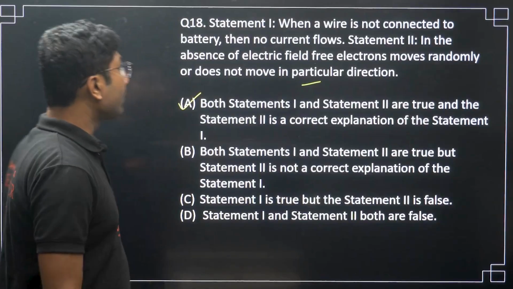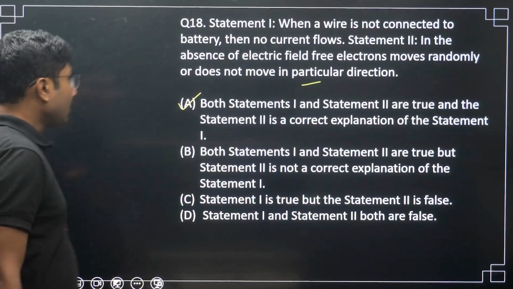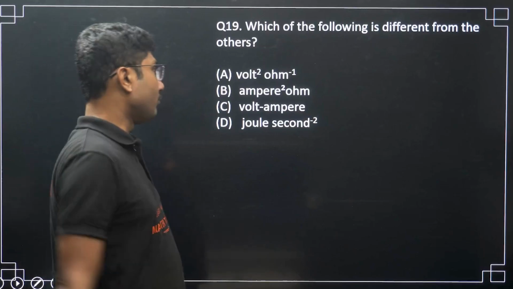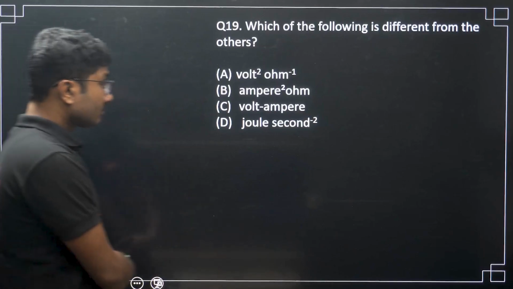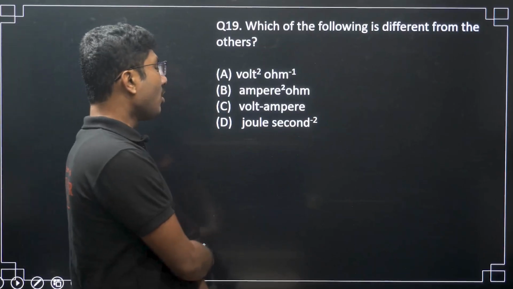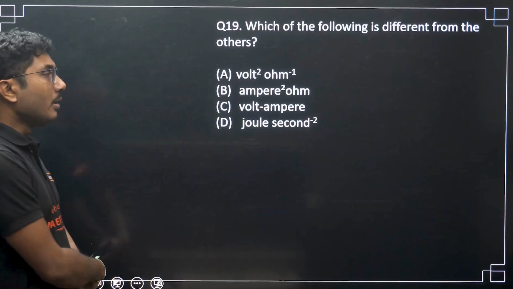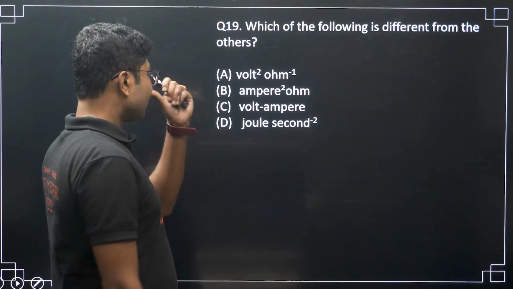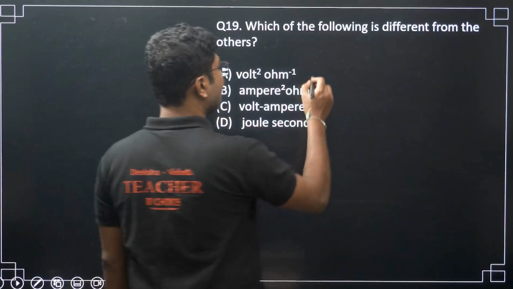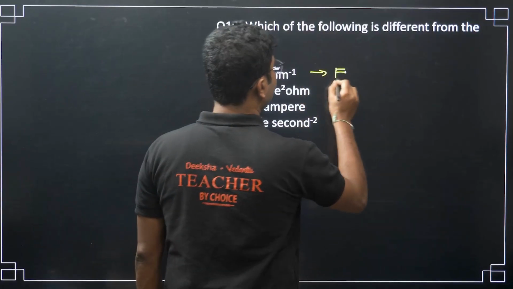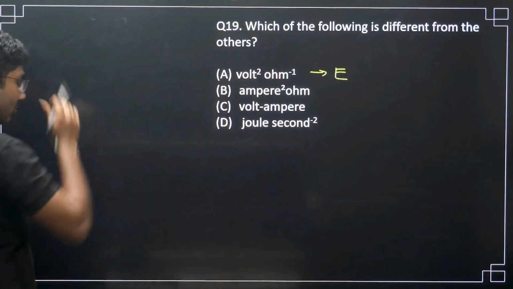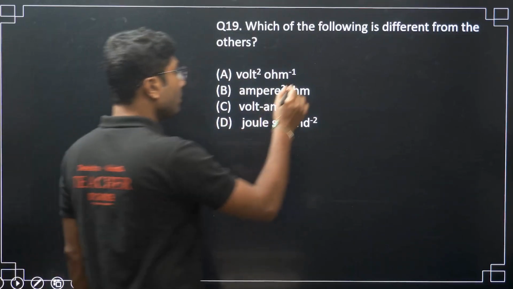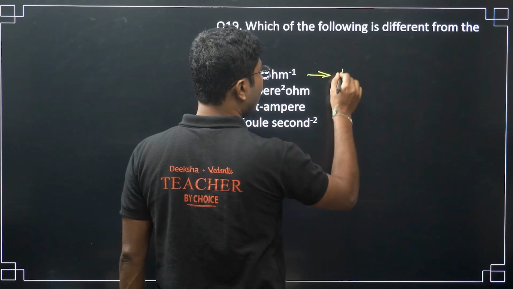Now let's move on to the next question. Question number 19. Which of the following is different from the others? Volt square per ohm, ampere square into ohm, volt into ampere, joule per second square, or joule second to the power minus 2. So volt square per ohm, if you remember, is the unit of power. Okay, volt square per ohm is the unit of power.